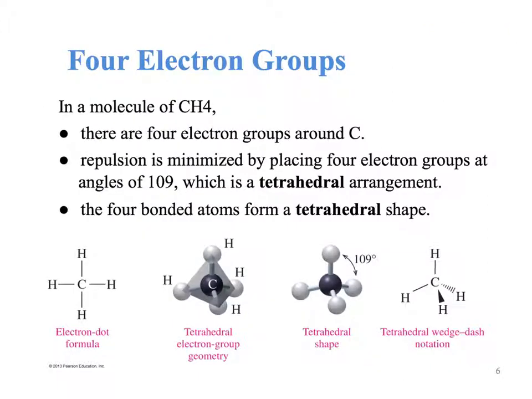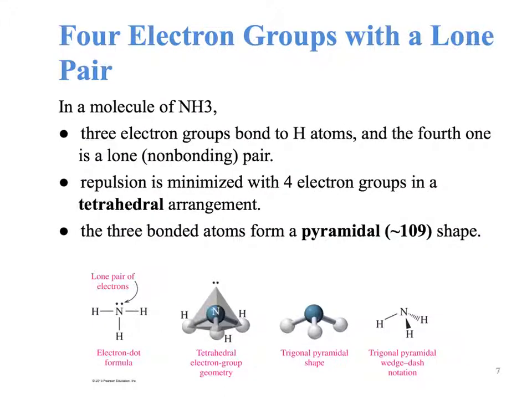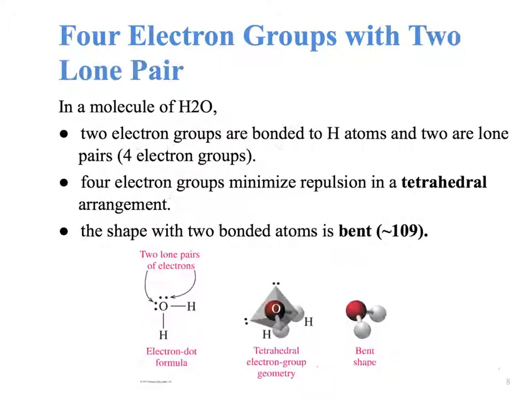For four groups like this, we have 1, 2, 3, and 4. For all bonding, the shape is going to be tetrahedral. We could also have four groups in this case. Notice 1, 2, 3, and one pair that is non-bonding. In this case, the shape is going to be trigonal pyramidal. And the last case is when we have four groups, 1, 2, 3, and 4, and two are lone pairs. And in this case, the shape will be bent.